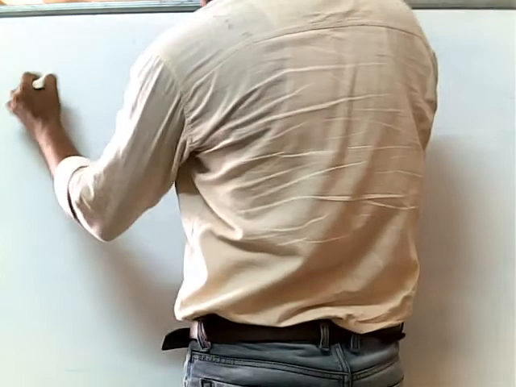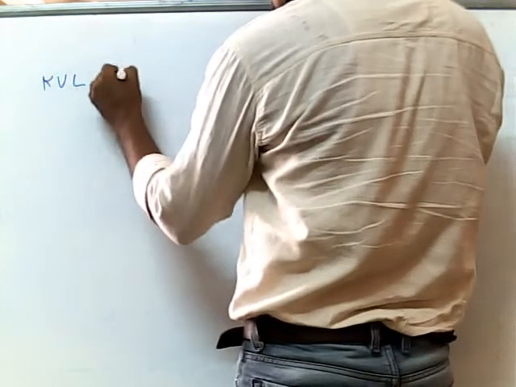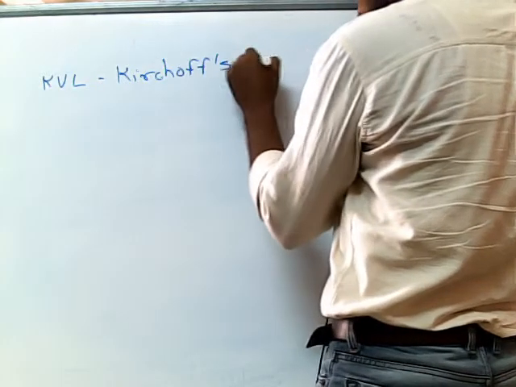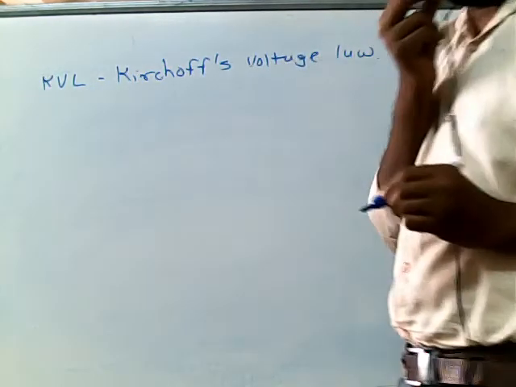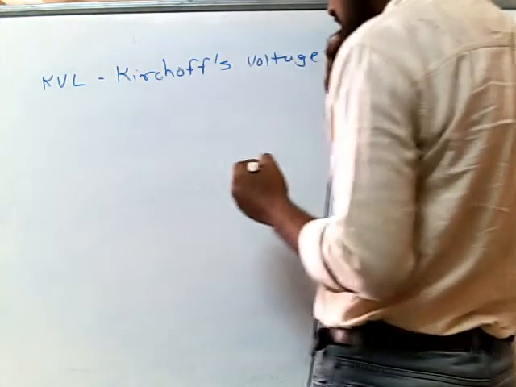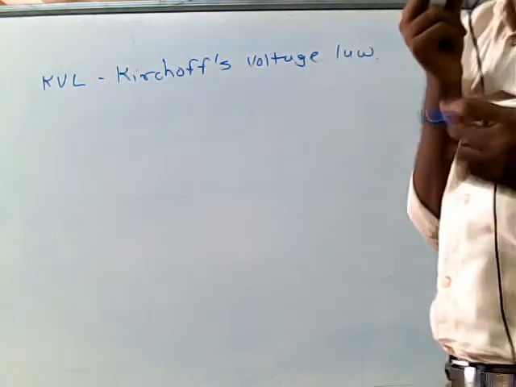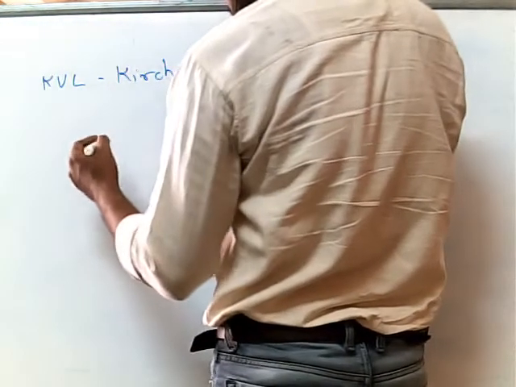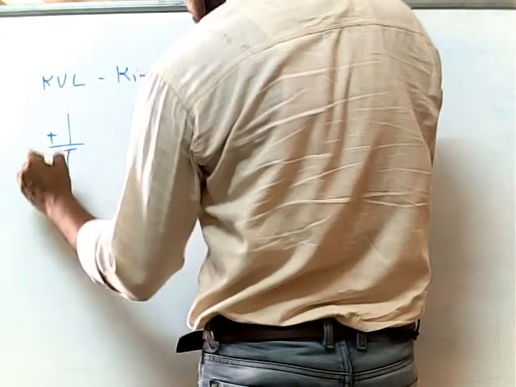First of all, we'll see what KVL is. That is known as the Kirchhoff voltage law. KVL is nothing but the Kirchhoff voltage law. Now what does the KVL suggest, or how can we apply the KVL in any circuit? For example, let us try with one circuit.